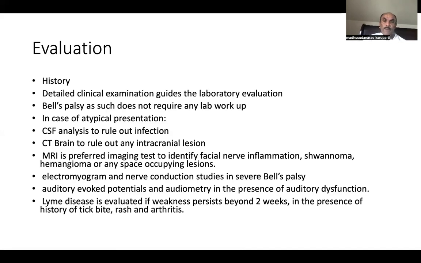Well, testing for Lyme disease in terms of imaging is not regularly required, but you can work out for Lyme disease with the history of tick bite, presence of rash, and clinical signs of arthritis. In the event the patient does not recover beyond 2 weeks and paralysis persists beyond 6 months, then you can work out for Lyme disease. In the same lines, auditory evoked potentials and audiometry can be done in patients with auditory dysfunction.